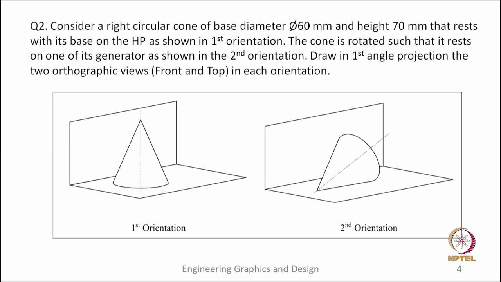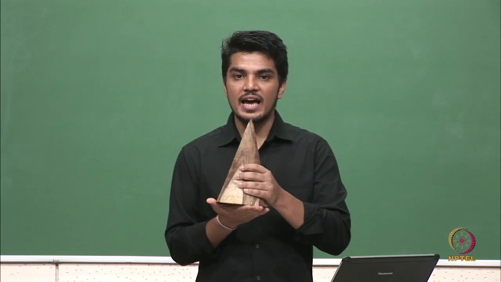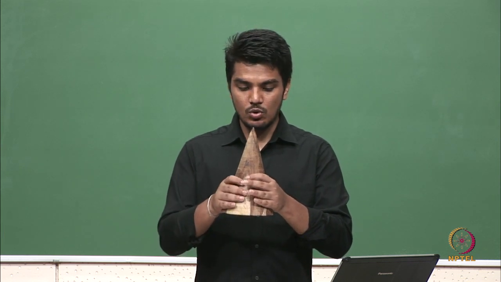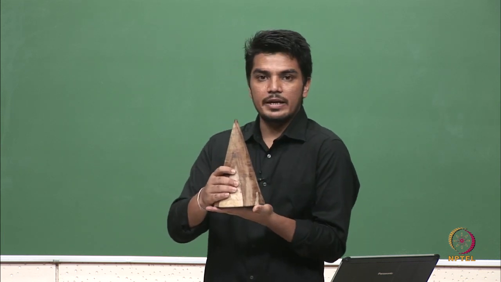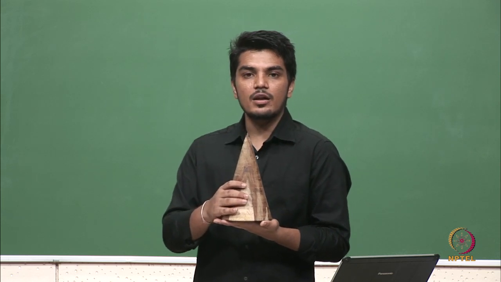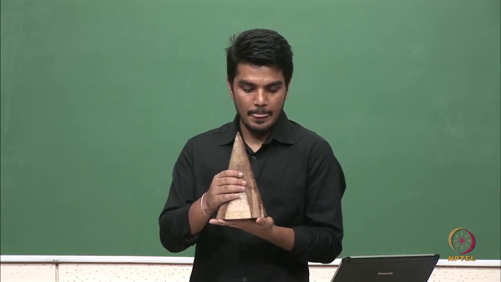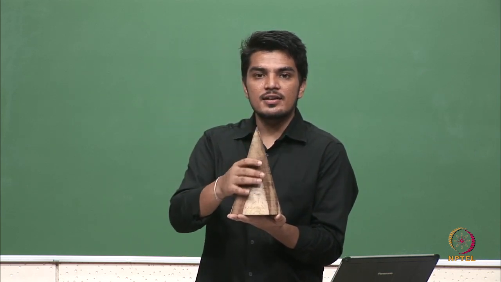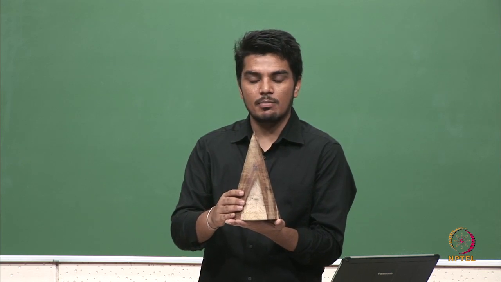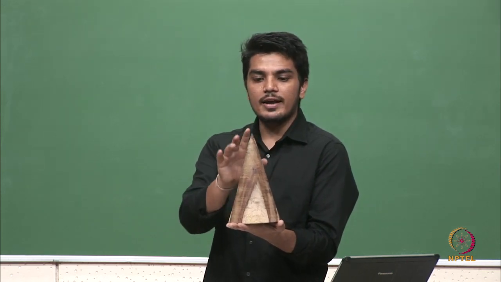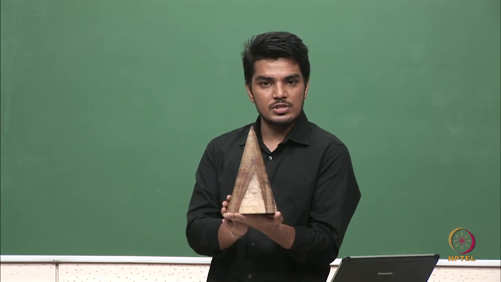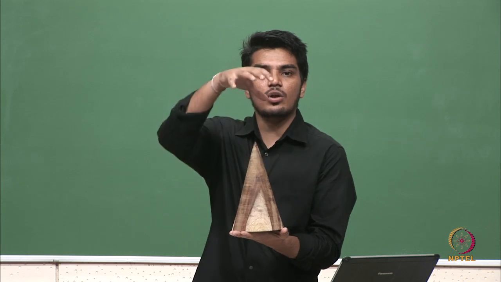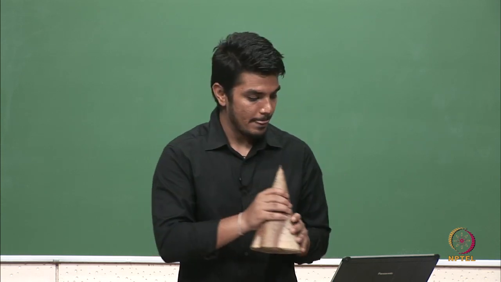In first orientation we have a cone of base diameter 60 mm and height of this cone is 70 mm. So, this cone is resting on horizontal plane. So, the distance between horizontal plane and the base of this cone is 0. Now, on seeing from top, what we can see is a circle of diameter 60 mm, and on seeing from front we can get a triangle having base of 60 mm and the height of 70 mm. So, let us draw it. We will first draw the top view followed by the front view.